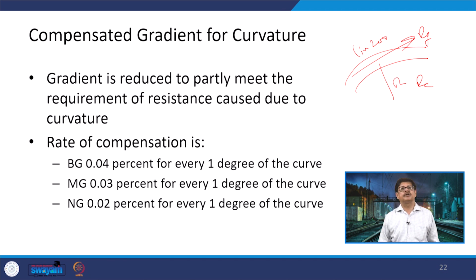And what is this rate of compensation? This rate of compensation is, in the case of broad gauge, 0.04% for every 1 degree of the curve. That means if a 2 degree curve is provided, then it is going to be 0.04 into 2, so 0.08%. In the case of meter gauge, 0.03%, and in the case of narrow gauge, it is 0.02% for every 1 degree of the curve. So, these are the values which will be considered.